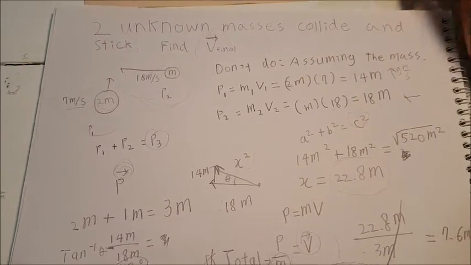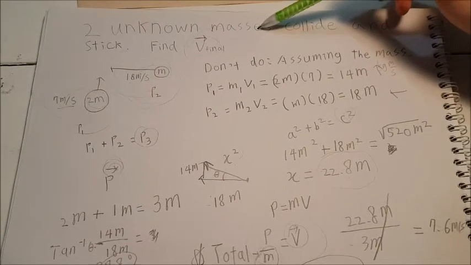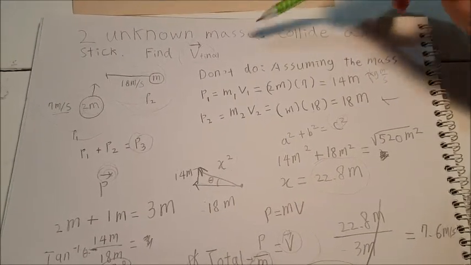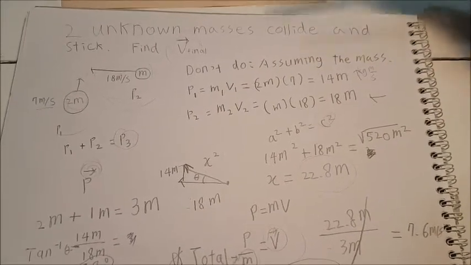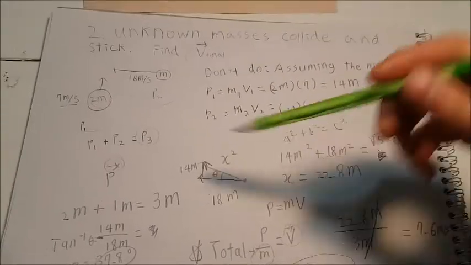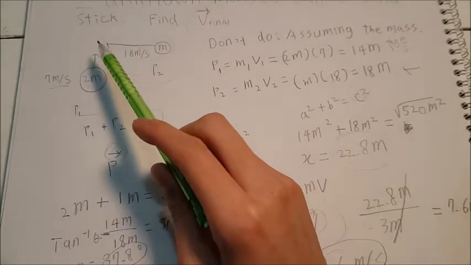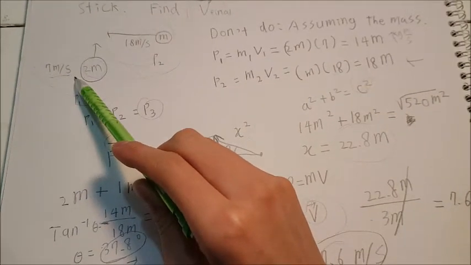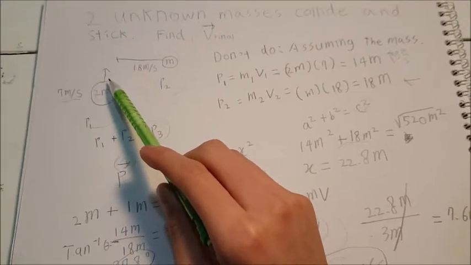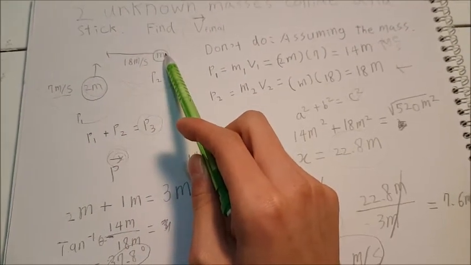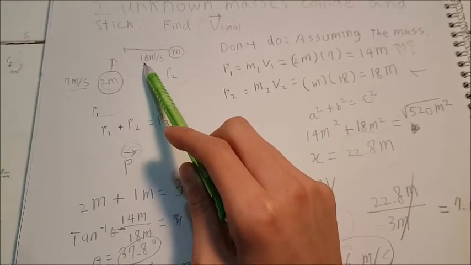So in today's question, it's asking for final velocity when we're given the unknown masses. So from the question, we know that the two unknown masses collide and stick together. So we know that it's going to make one single momentum. So there's one object going up with the speed of 7 meters per second. And this mass has 2 times the mass of the other mass. And we have another mass that is going to the left with speed of 18 meters per second.